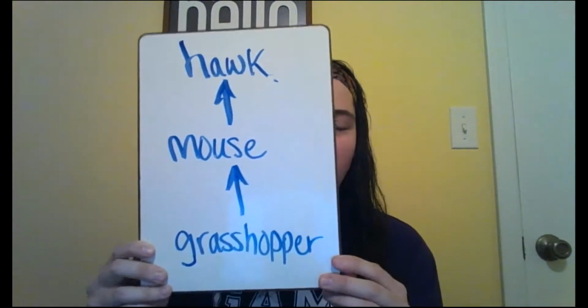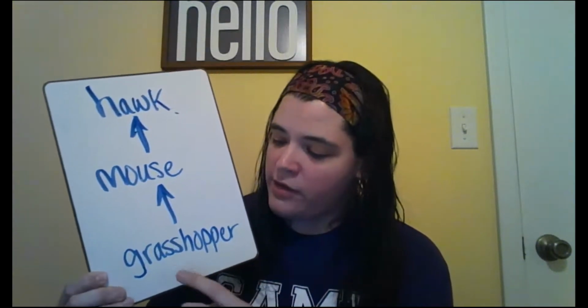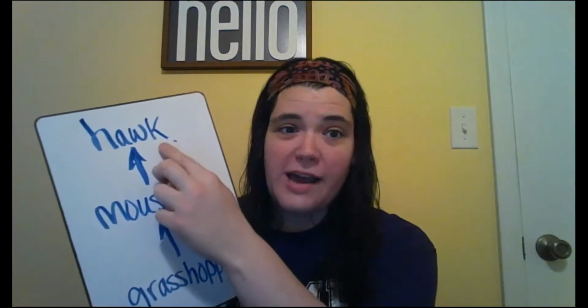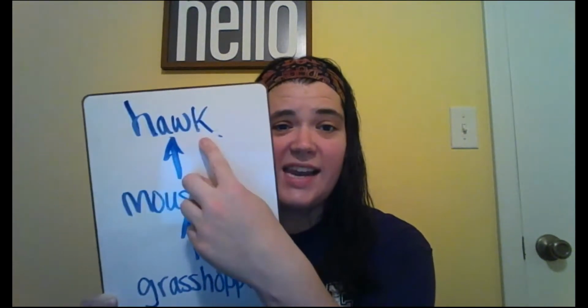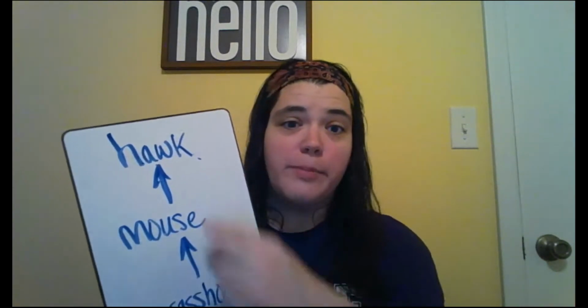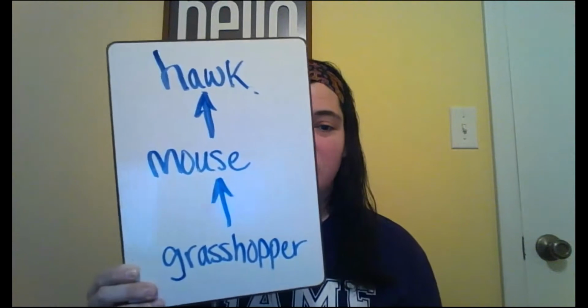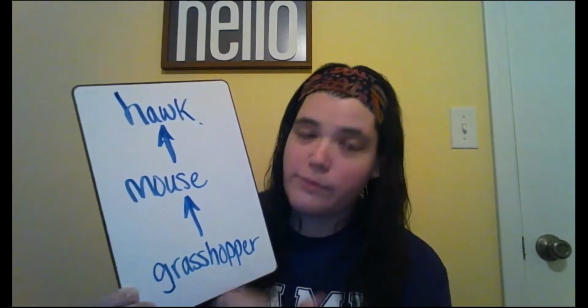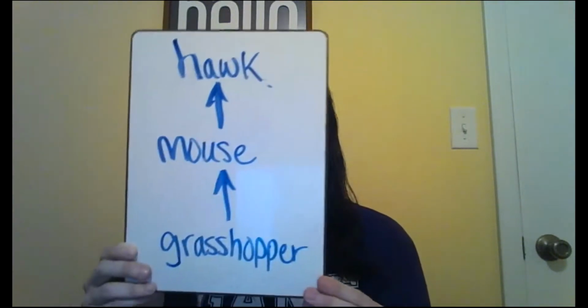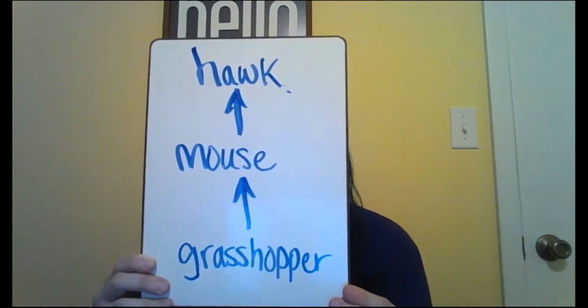So the energy always flows from the prey to the predator, because the predator is the hawk. A predator is what's eating another animal. So the predator is getting the energy from the prey. The prey is what's been eaten. So it starts at the bottom with the prey, and the energy flows up to the predator because the predator is getting his energy from the prey. So that's how you would write a food chain.